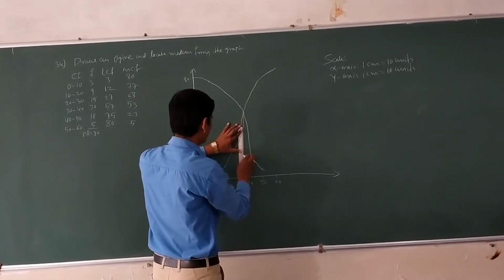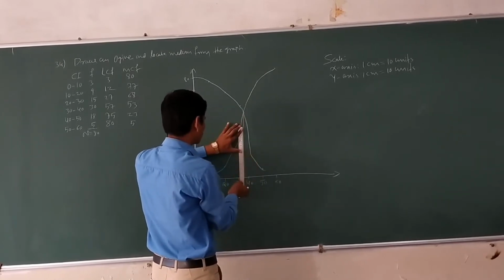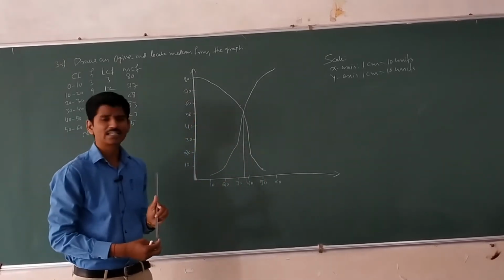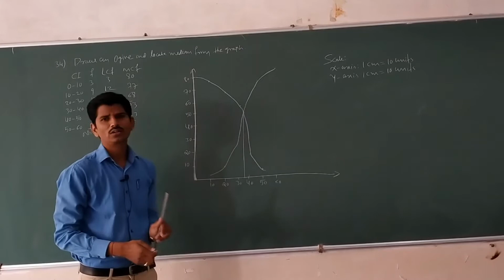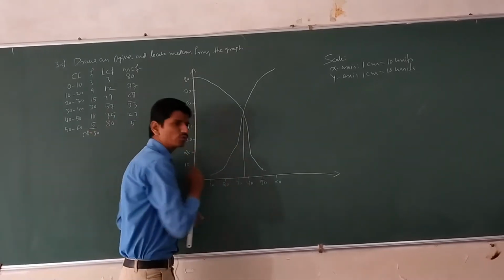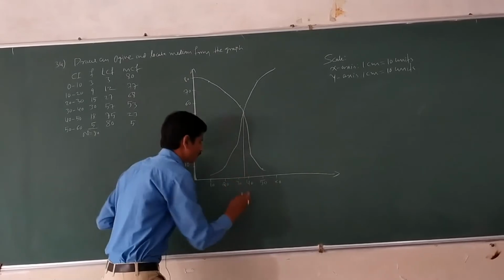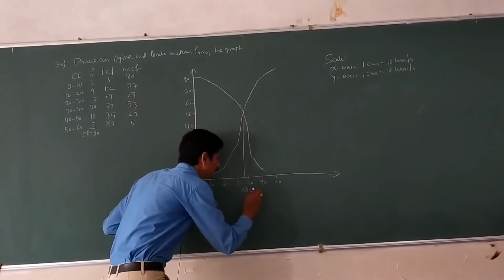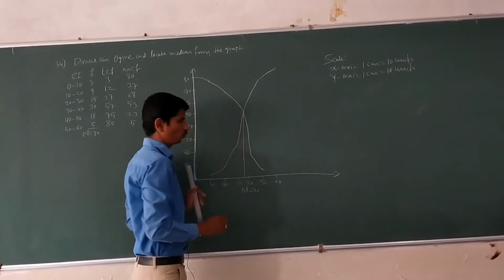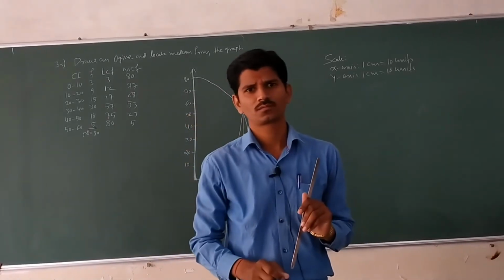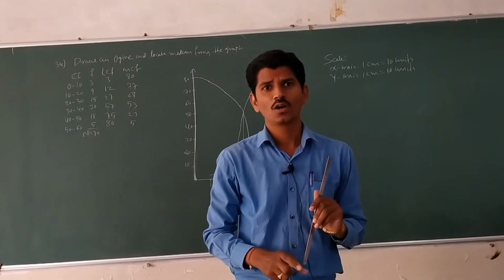Draw a line perpendicular to the x-axis. The value of the point on the x-axis gives the median value. Here, between 30 and 35, it is 36. Here the median is 36. Okay, once again, usually the two Ogives are drawn with common axes.